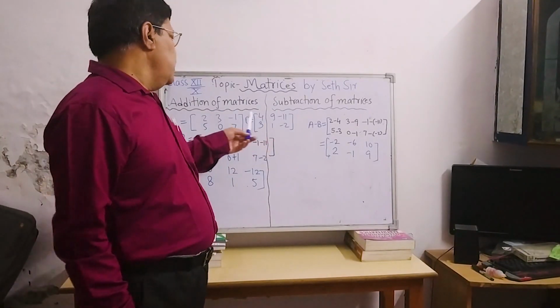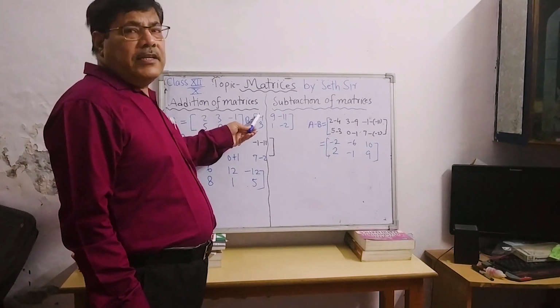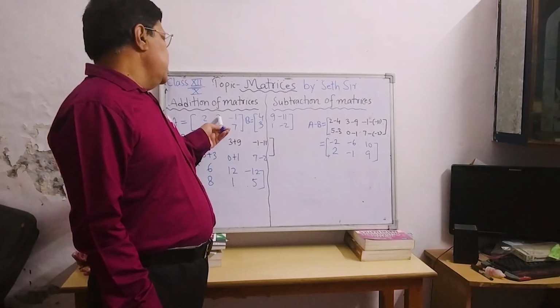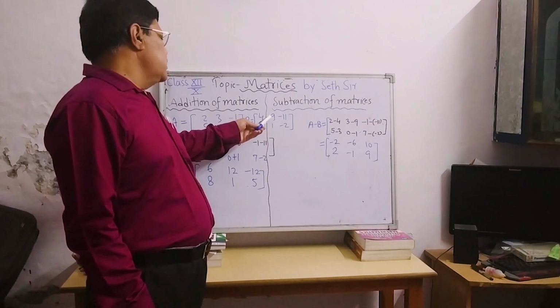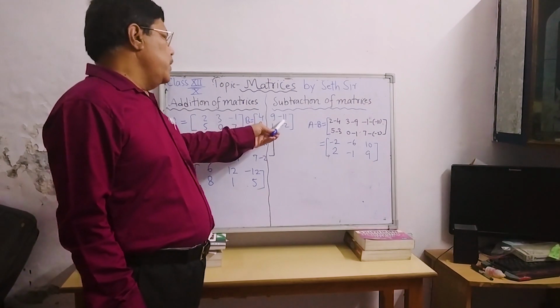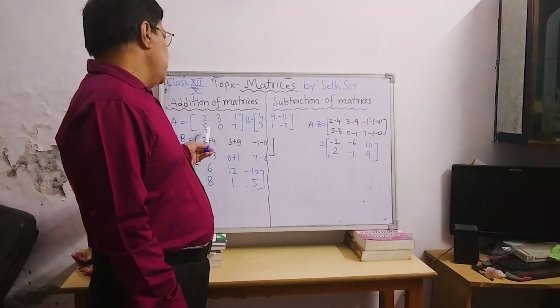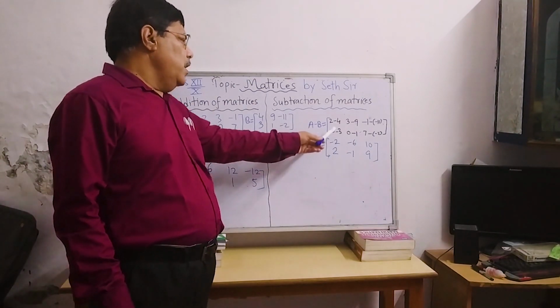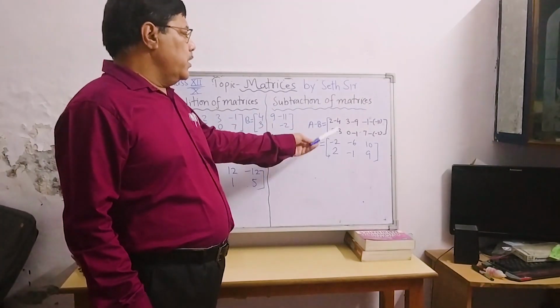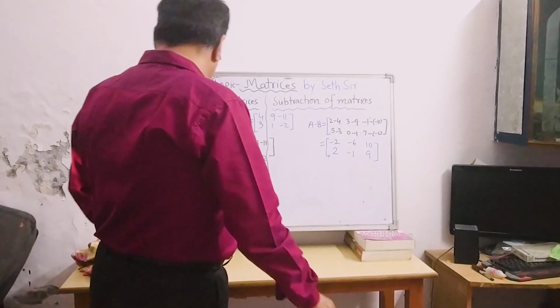Similarly, for subtraction, you will write the first element, then put a minus sign, then write the other element. Write this element, then put a minus sign, then minus 1, and then put minus, and since this value is minus, write that in brackets, so that there will be no confusion. Similarly, you will write these elements. Then do the simplification, and you will get the answer. This is how you will find A plus B and A minus B. Now, next topic.